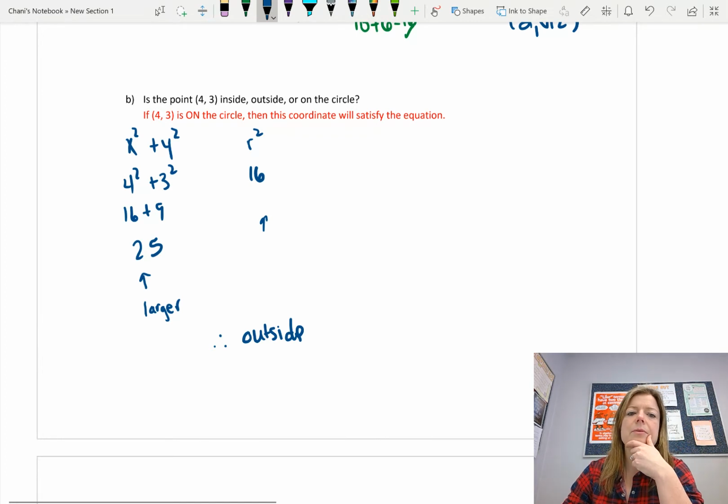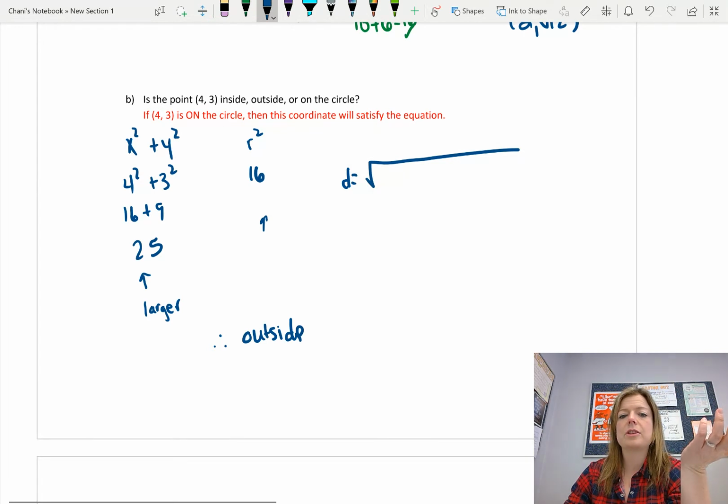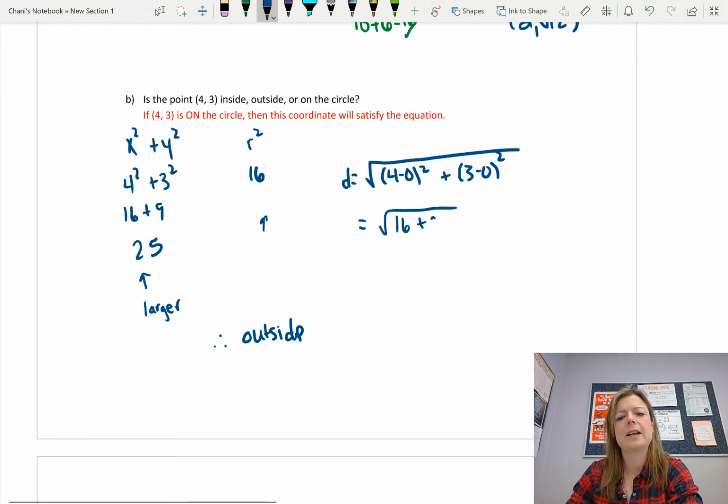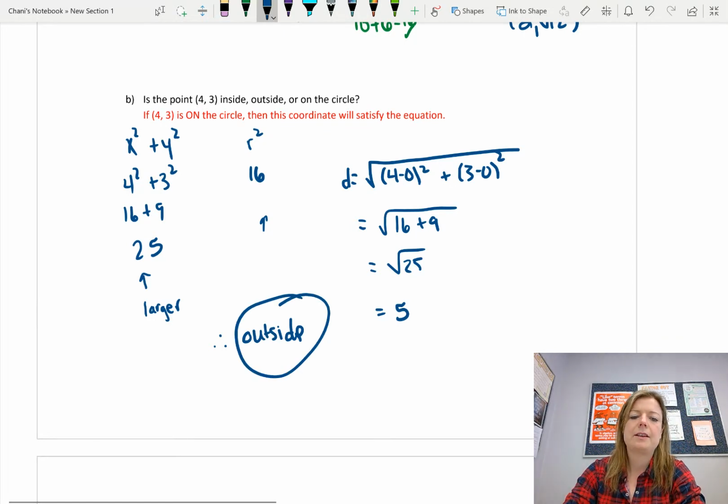Okay, so another way of doing it, again, is figuring out the distance that 4, 3 is from the origin. So if you can find the distance between 4, 3 and the origin, we can do 4 minus 0 squared plus 3 minus 0 squared, which gives us the square root of 16 plus 9, the square root of 25, which is just 5. So that means that this coordinate is 5 units away from the origin. So it is greater than 4, which is the radius. So it has to be outside.